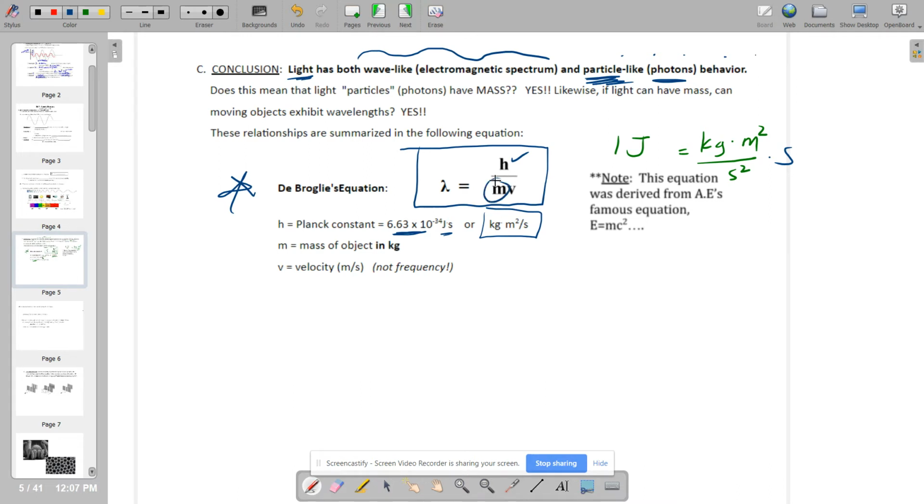So what that means is that this mass has to be in kilograms because we want it to cancel out with these kilograms. That's fine, but that is something that students often forget, so be careful with that. And v, you might have thought was frequency, but it's actually velocity. It's how fast that object is traveling. All right, so let's go ahead and give it a try.